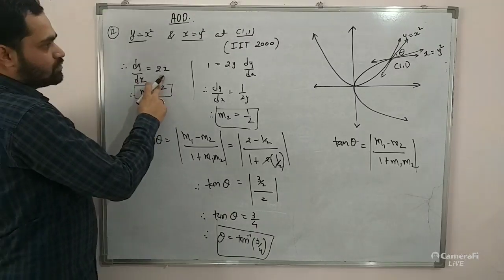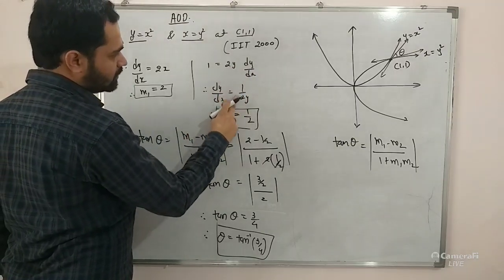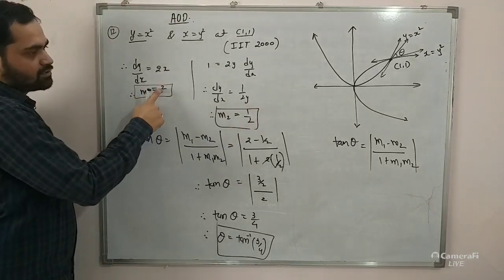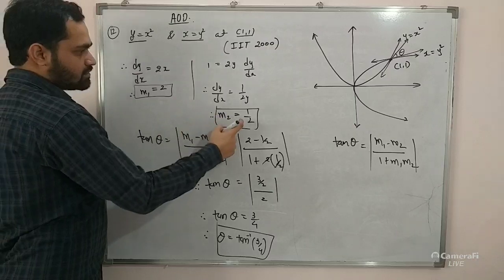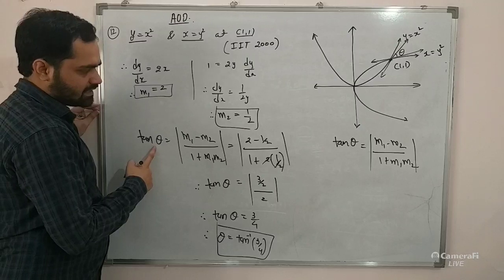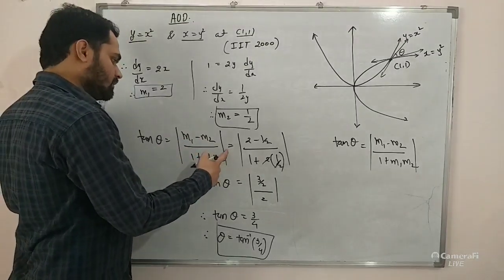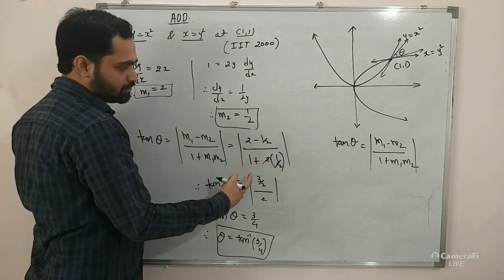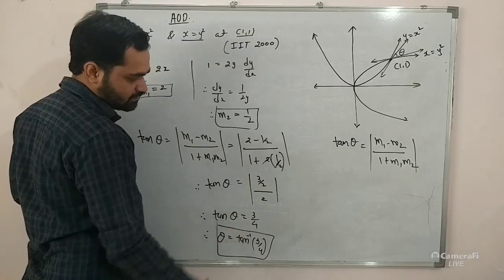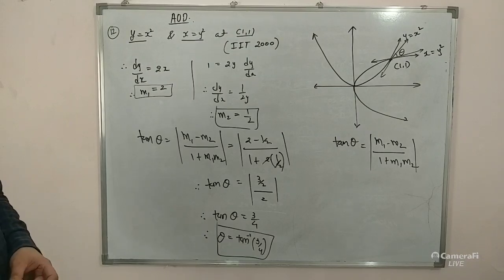So dy/dx = 2x, and 1 = 2y dy/dx, making dy/dx the subject, dy/dx = 1/(2y). So putting x = 1, and here also x = 1, the slope of the first tangent is 2 and the slope of the other tangent is 1/2. So now tan θ = (m1 − m2)/(1 + m1·m2). Now m1 is 2 and m2 is 1/2. Substituting all the values, we get 3/4. It means θ = tan⁻¹(3/4). So the angle between these two curves is tan⁻¹(3/4).